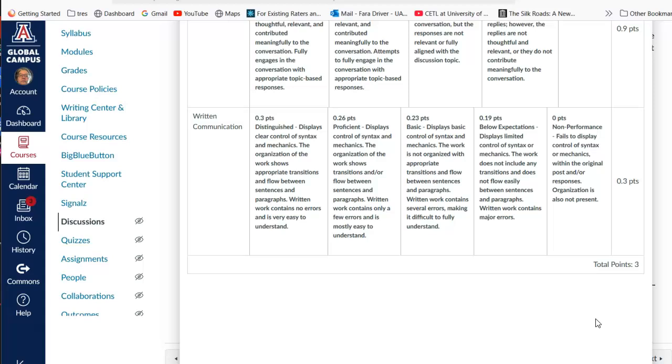Now, again, I'm going to remind you, there is a late penalty, 10% per day, especially on the discussions. So if there's a reason something's going to be late, you want to let me know, preferably before it is due, so that I don't take that off. And there are valid reasons.